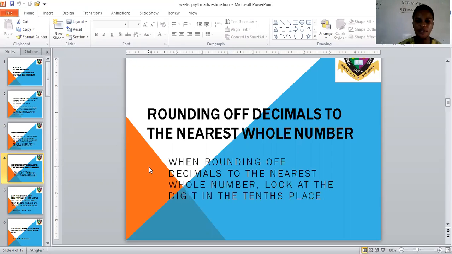Now, look at the instruction given to us. They said, when rounding up decimals to the nearest whole number, look at the digit in the tenth place. What is the digit in the tenth place? You see that as we go on.